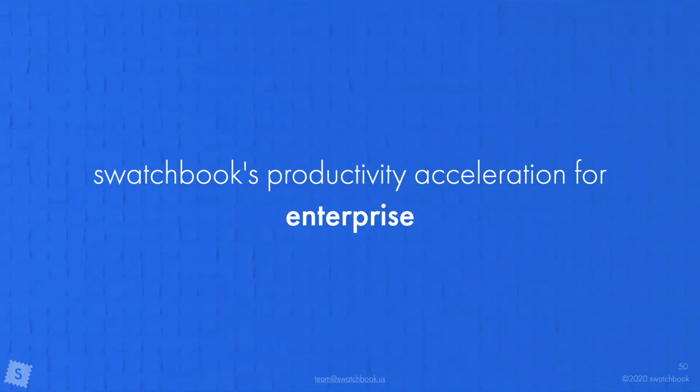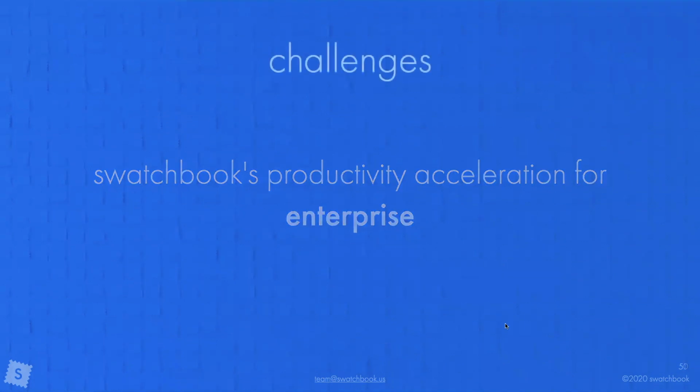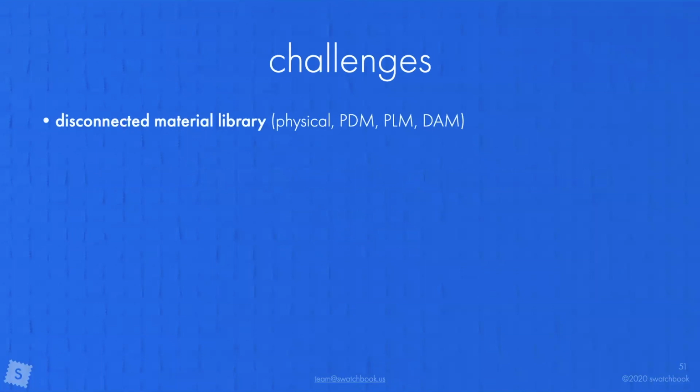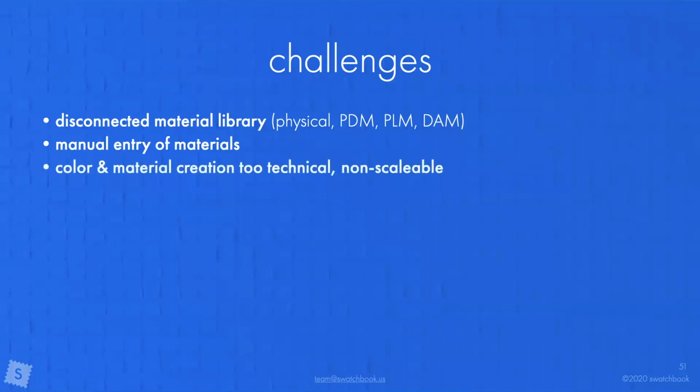So this is Swatchbook productivity acceleration for enterprise. And it has the same challenges. When we talk to these different brands, they have very similar challenges. Having disconnected material libraries, the physical library is really isolated from the PLM, PDM, or DAM system that they're using. There's no real order there. Obviously, nothing is visual except for the physical library. The manual entry of materials, the user errors that happen in the naming and the spellings. Having the brands do it is an overwhelming thing for multiple material departments.